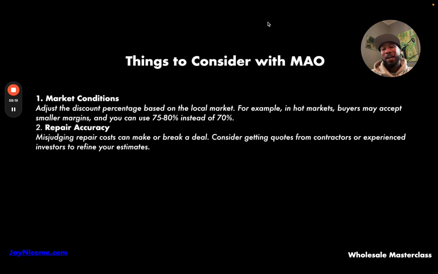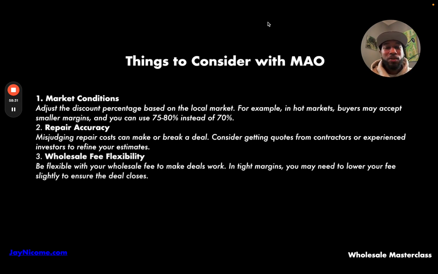Another thing is repair accuracy, right? So misjudging repair costs can make or literally break your deal. So consider getting quotes from contractors or experienced investors to refine your estimates. That's what I showed you in an example with Darien Court. And wholesale fee flexibility. All right, so be flexible with your wholesale fee to make deals work. In tight margins, you need to lower your fee slightly to ensure the deal closes.